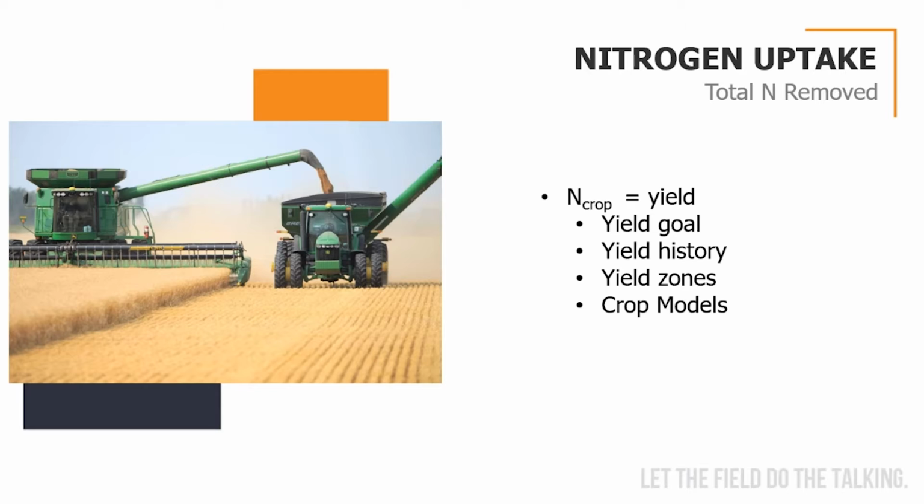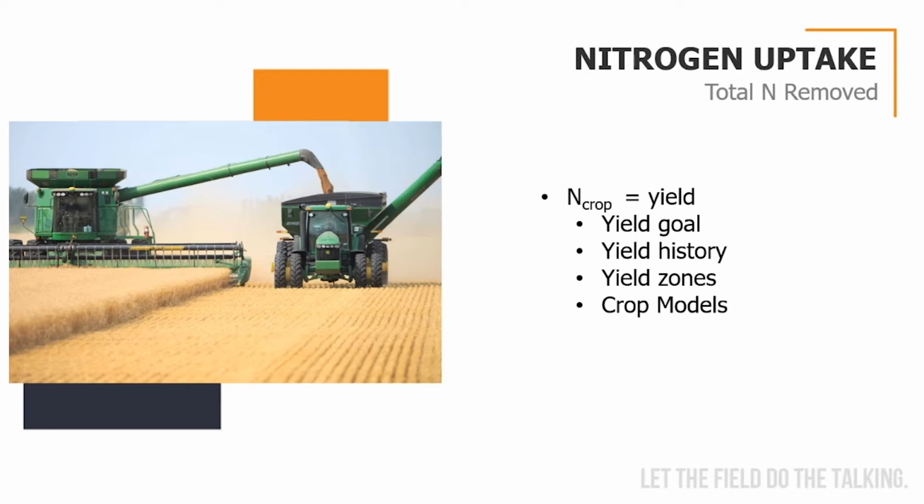So nitrogen uptake is the amount of nitrogen that is going to be removed by the grain or the fiber. Nitrogen in the crop is going to be related to the yield. And so what are some ways that we are determining yield now? As a yield goal, this is going to be more subjective, where there's no yield monitor data being used. This is going to be more like taking your 5-year average and adding 20%.